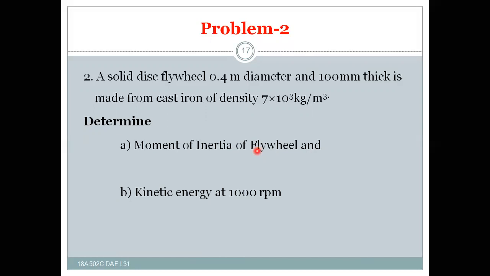Number 1. Number 2 is, here it is a solid disc flywheel, and in order to calculate the radius of gyration, for a solid disc flywheel, k is equal to D, that is the diameter of the rim of the flywheel, by root 2. So with this, the diameter is there for us, k will be available for us, and density is also there for us. So mass we have to calculate. Mass is equal to, also we can calculate. Let us see.